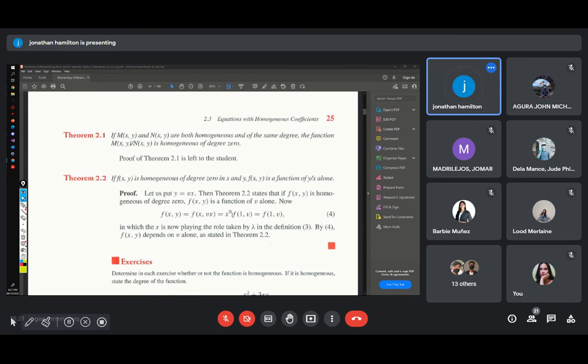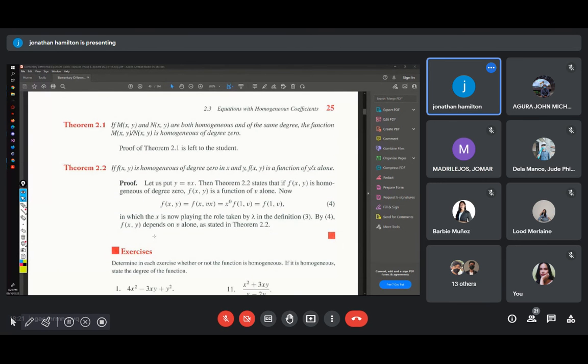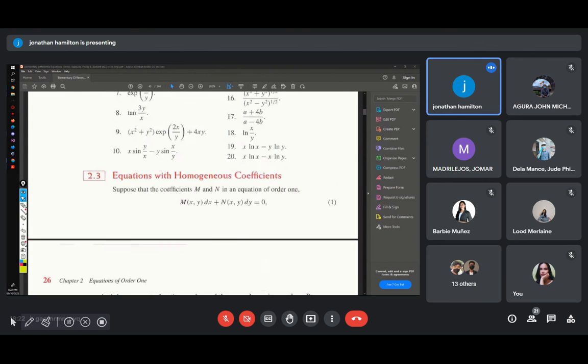Ato dayon i-remove ang x from the equation, so we can say the function is 1 with v, which is equal to function of 1 with v, in which the x is now playing this role taken by lambda, and the function f x y depends on v alone. Now, libog ni siya paminahon at first, pero once i-try natin ni siya i-solve, medyo magkuha na yung idea and sound ni siya i-proceed. So, let's start with equations with homogeneous coefficients.